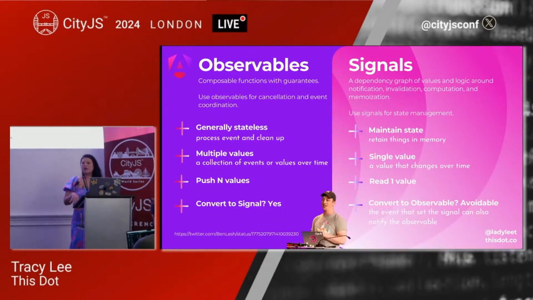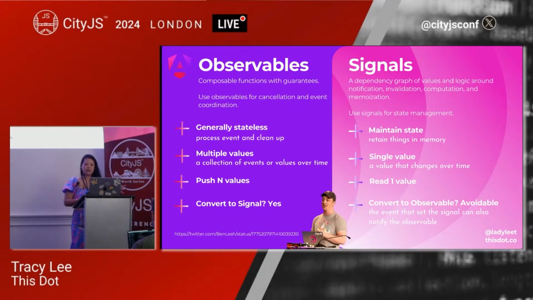So when you think about observables, right, they're just functions. Composable functions with guarantees. You should be using observables for cancellation and event coordination. Previously before signals, and probably now anyways, I would see a lot of people going through large app migrations, and they would just stick everything in RxJS, and stick all their state in RxJS and then migrate their app that way. But now you should use signals if you're doing that with Angular.